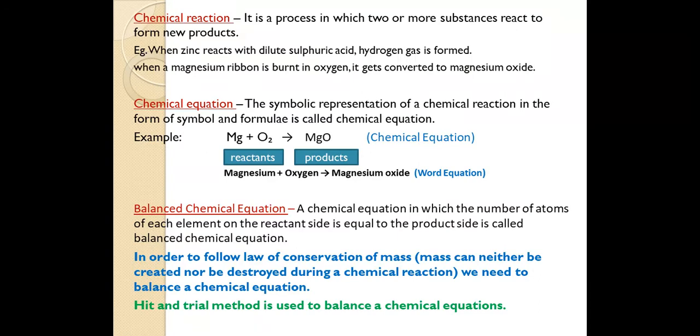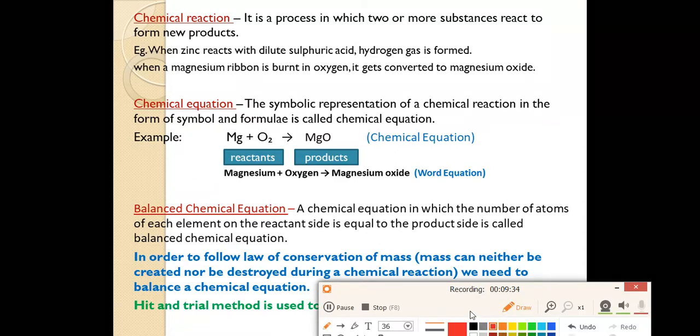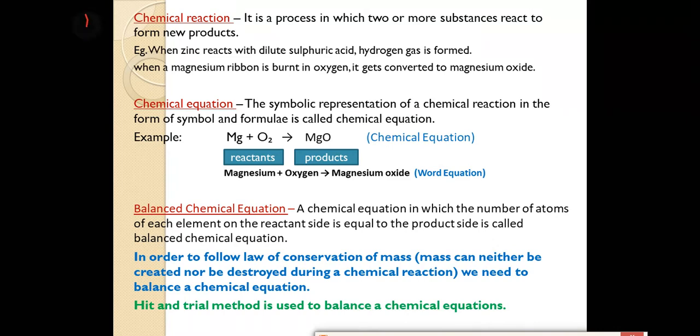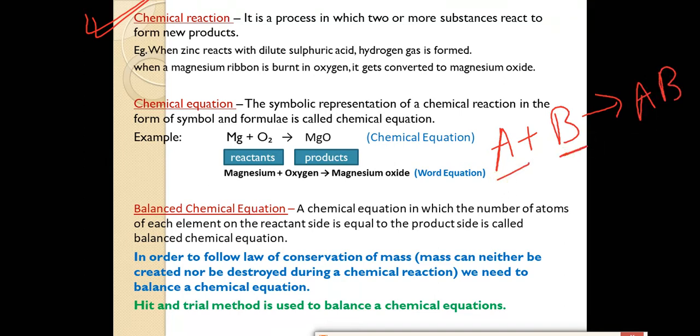Okay, now let's read about chemical reaction. So what is a chemical reaction? It is a process in which two or more substances react to form a new product. So in chemical reaction what happens? Always two or more substances will react together to form a new product. For example, A will react with B to form a new product AB. So in this case, two substances we have taken. So it may be possible that two or more than two substances can react to form a new product.